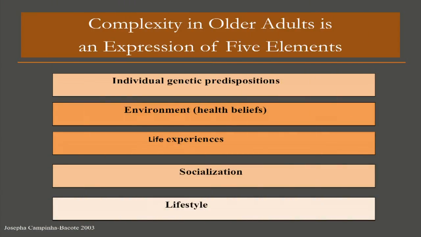Complexity in older adults is an expression of 5 elements. First is the individual's genetic predispositions, then their environment. That's what makes their health beliefs, and that becomes very important in our communications with our patients, knowing that what we say makes sense to them. Then there are their life experiences, their socializations, and most importantly, lifestyle.